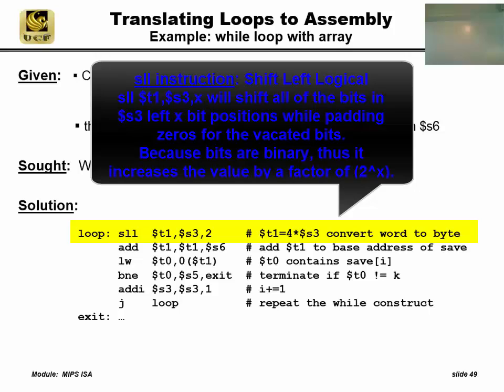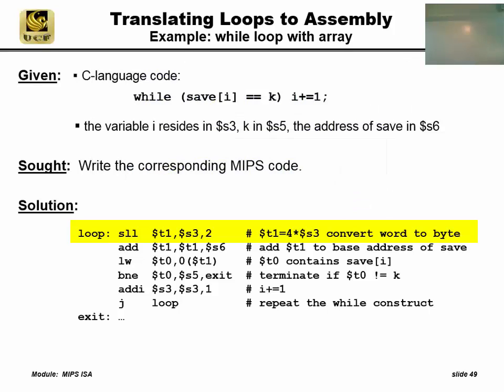So now we multiply this by 4, and you're going to say, okay, so why in the world 4? Well, I was a word. We need to load from memory. Memory is always byte addressable, so you had to multiply by 4.